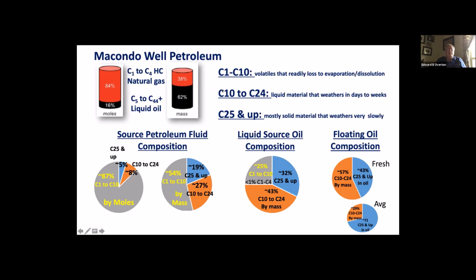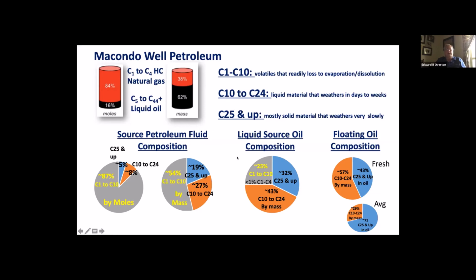The second fraction, C10 to C24, these are the compounds that are more or less liquid in nature and are readily degraded by normal environmental processes of normal weathering. And then you have things that don't degrade very quickly. Generally, those have 25 carbons or up. Now, this is just an approximate split, but this is how I split oil. And so what we have on the bottom, on a mass basis, is that the fluid that came out of the ground was mostly natural gas. It was about 27% C10 to C24 carbons, and then 19% these higher molecular weight compounds. These are almost solid-type materials.